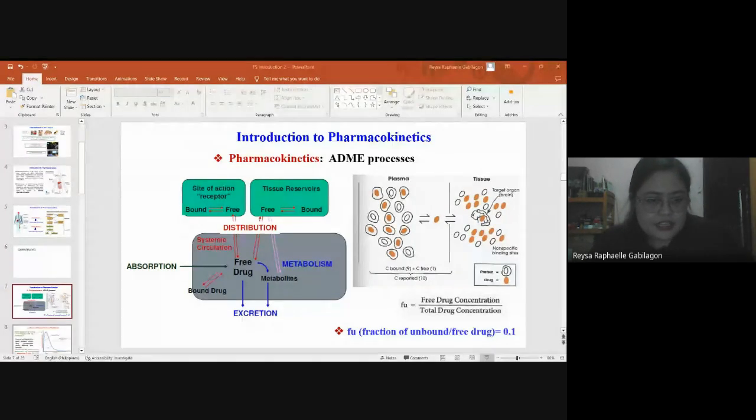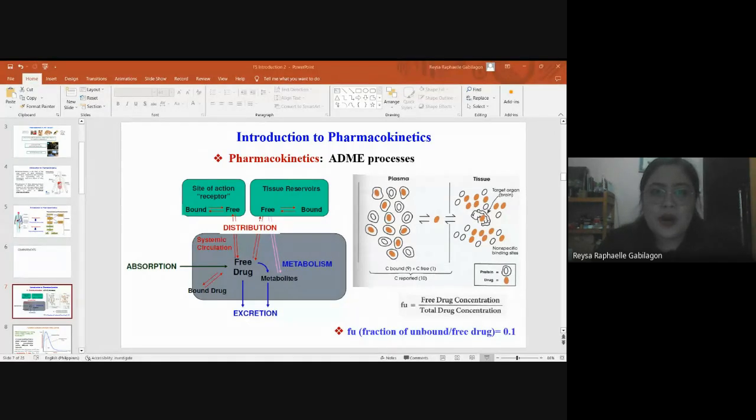Ano yan siya? Pwede din ito. Clearance is equal to the volume of distribution times the elimination rate constant. Or you may, tawag dyan sa mathematics, i-derive niyo yung formula. Like we have here, if you want to compute for the elimination rate constant, it's the clearance divided by the volume of distribution.